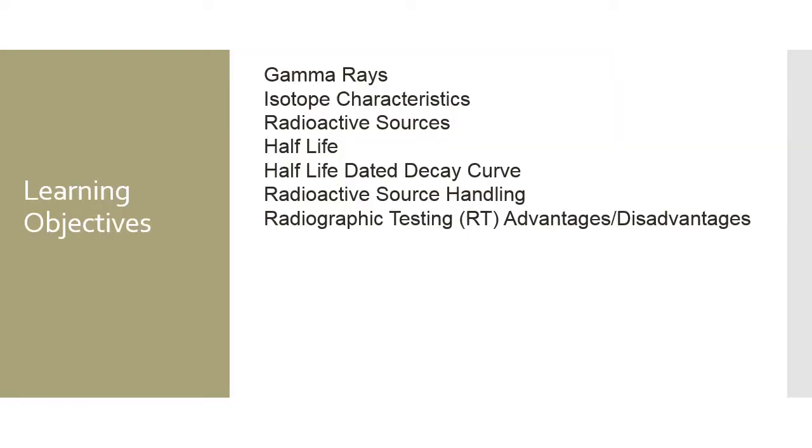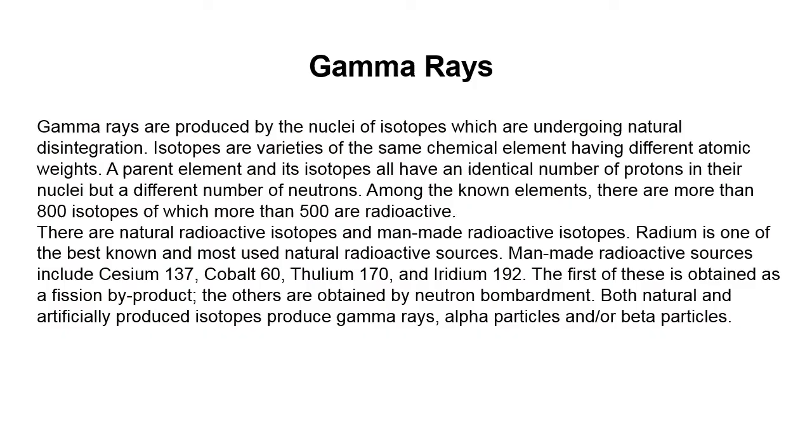Learning objectives. In this module, we're going to cover gamma rays, isotope characteristics, radioactive sources, half-life and dated decay curves, radioactive source handling, radiographic testing, and advantages and disadvantages of RT testing.